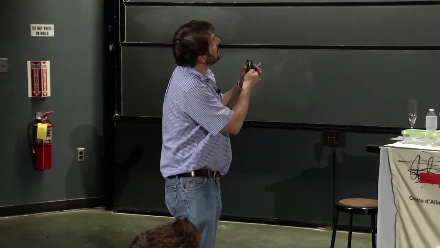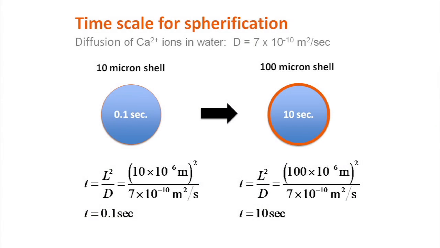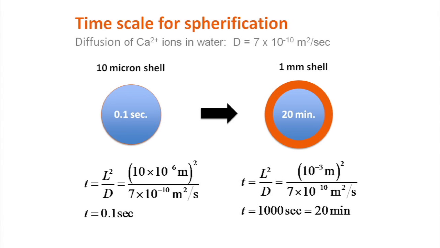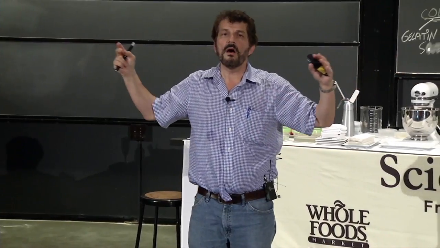And if you want to make a 10 micron thick shell, you only have to wait 1/10 of a second. But if you want to make a somewhat thicker shell, say 100 microns, now this is something you can start to taste. You can barely taste 100 microns. This takes 10 seconds. But let's say you want something that's really solid, and let's say you wanted to make a 1 millimeter shell. You increase this just by a factor of 10, and now it takes 1,000 seconds, or about 20 minutes. So the thicker it gets, the longer it takes.